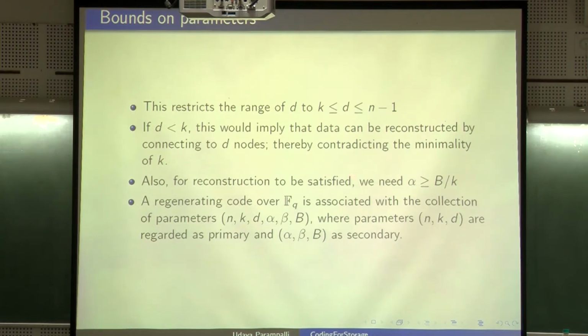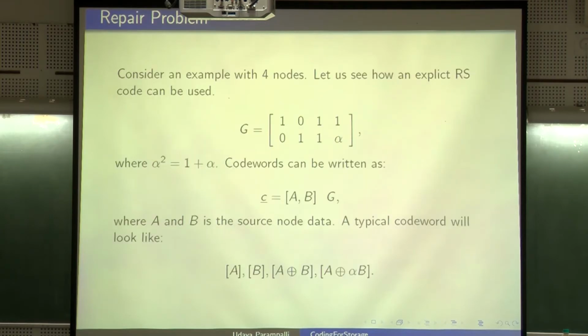Also, for reconstruction to be satisfied, we need alpha to be greater than or equal to B divided by k. Because the minimum thing stored per node has to be greater than or equal to the size of the file divided by k. Is that clear? Because any k nodes should be able to obtain it. So this condition on alpha is a minimum. A regenerating code over F_q, a field of size q, is thus associated with the collection of parameters n, k, d, alpha, beta, and also capital B, which is the size of the file. The parameters n, k, d are regarded as primary, and alpha, beta, and capital B as secondary.